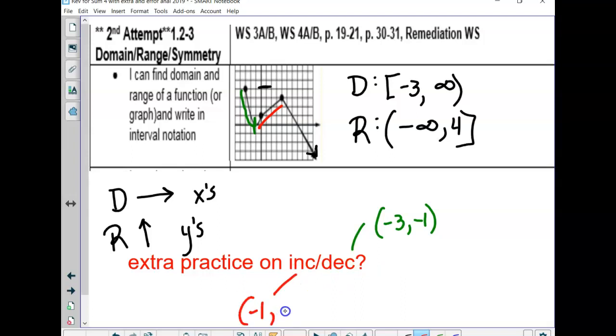And then all of this next piece here would be increasing from negative 1 until, what x is that, guys? 5 maybe? Right? Because it's x values. And then it's decreasing again from 5 to the right.